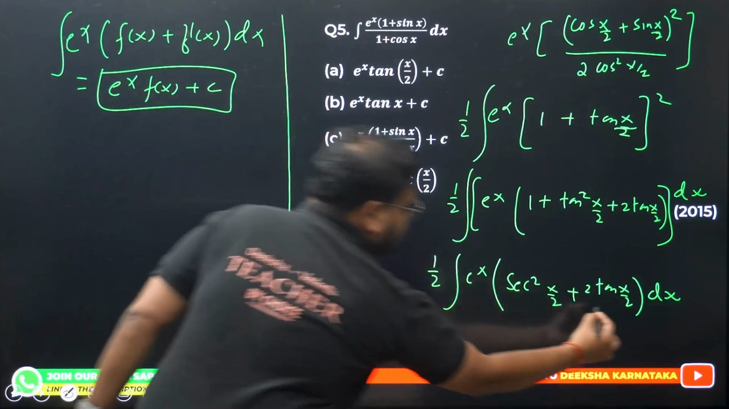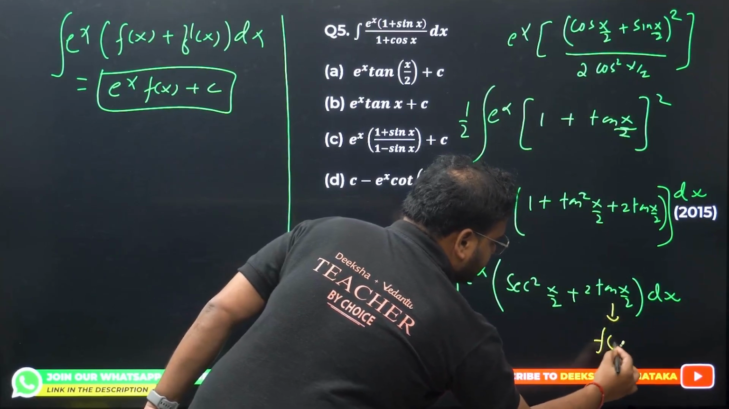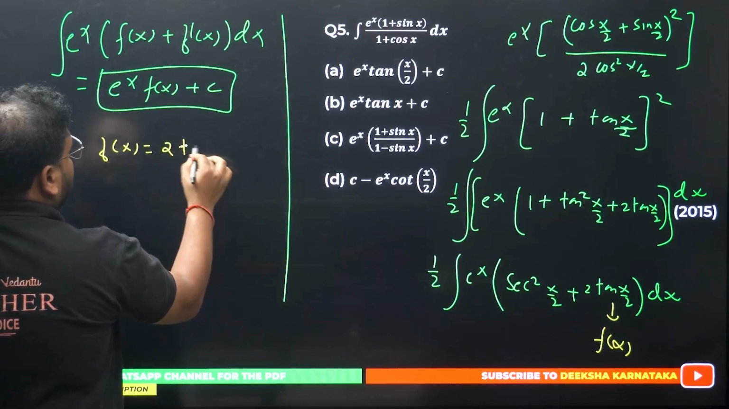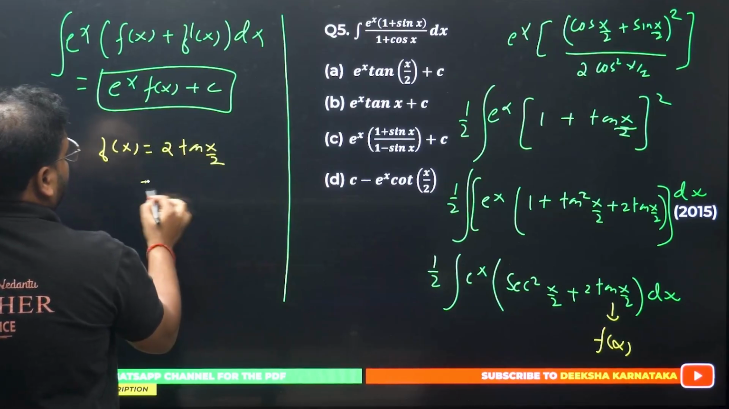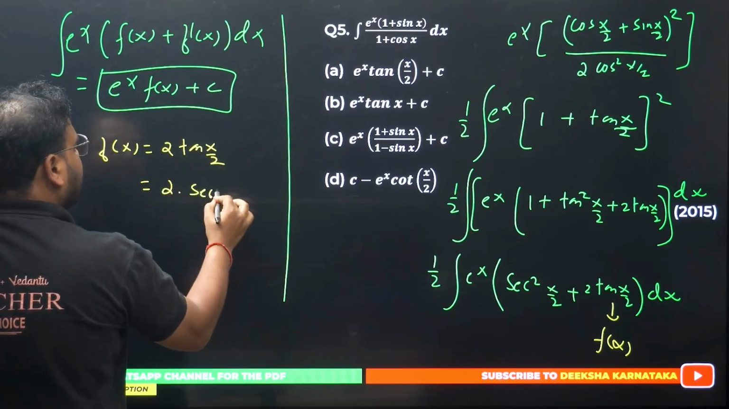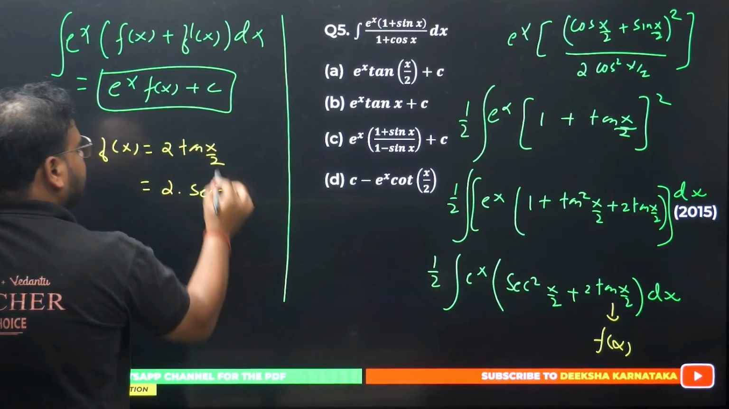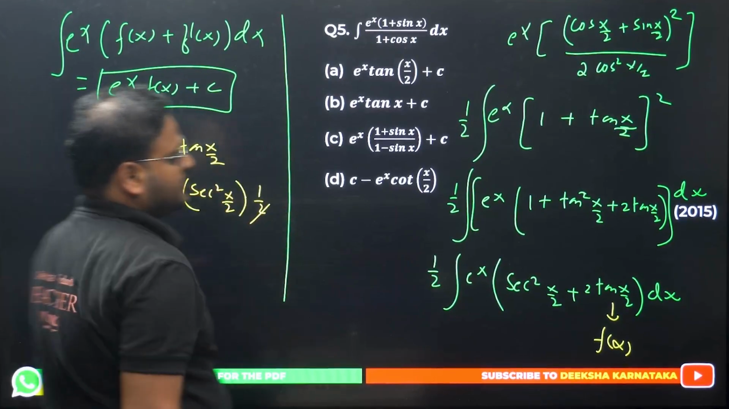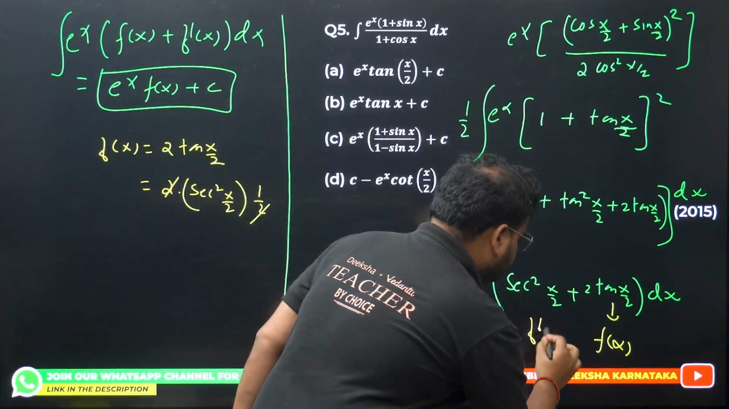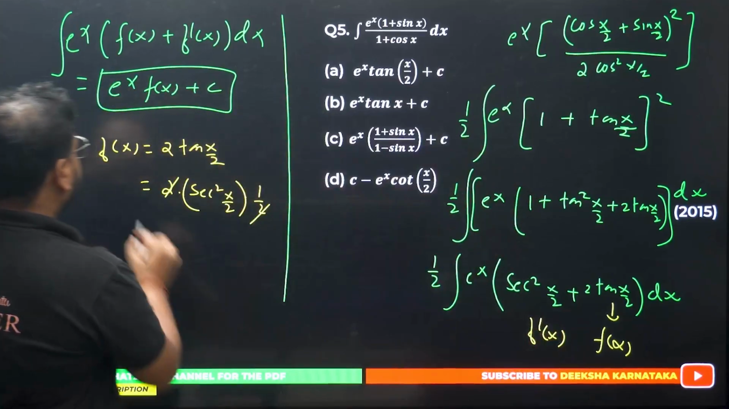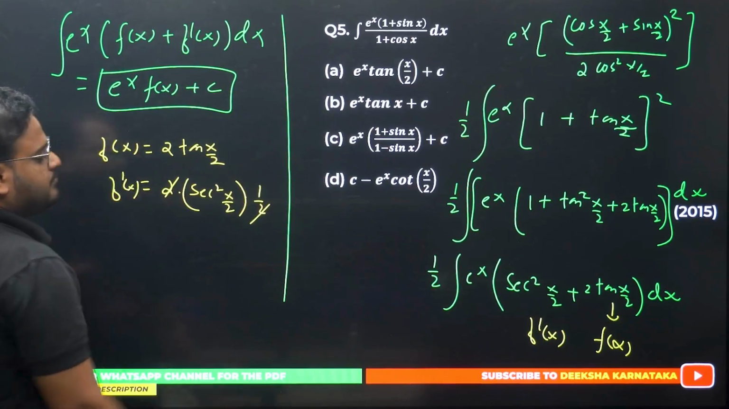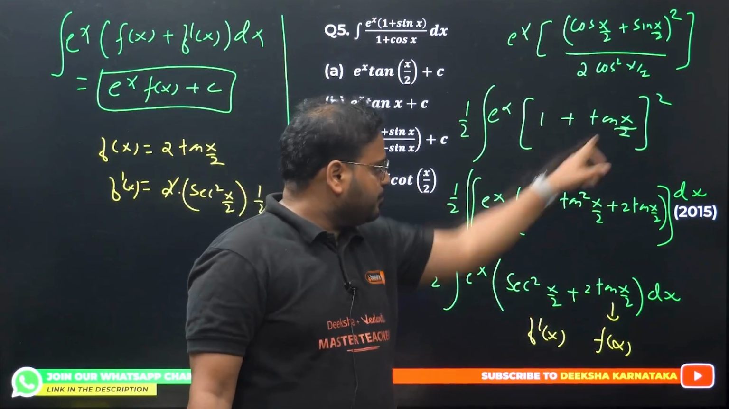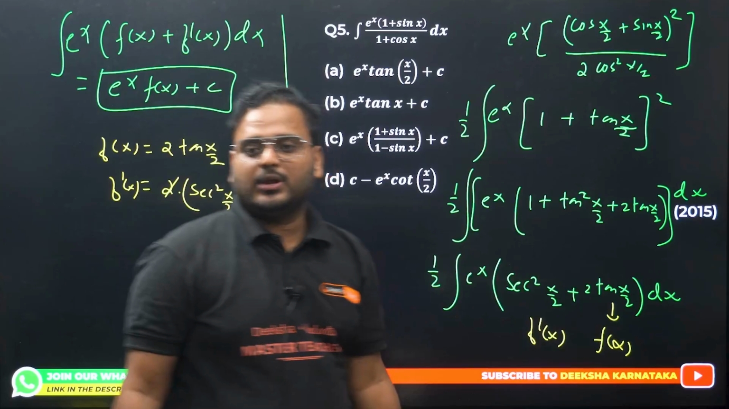Take this as f of x and differentiate. f of x is 2 tan x/2. 2 as it is, it will become sec square x/2, and differentiating x/2 gives 1 by 2. What is the answer? Sec square x/2. This is coming as f dash of x. I hope you know that, right? How did I get 2 tan x/2? A square plus b square plus 2 into ab, giving 2 tan x/2.